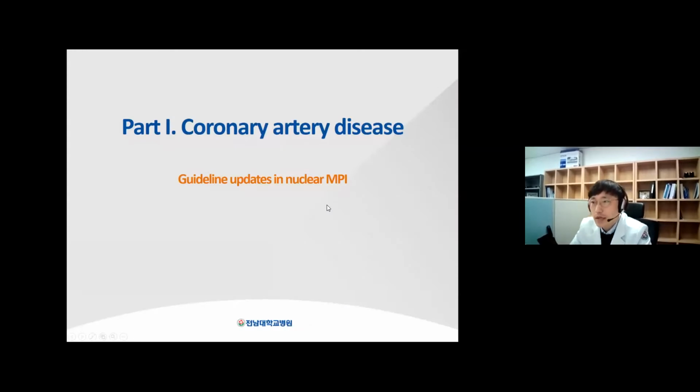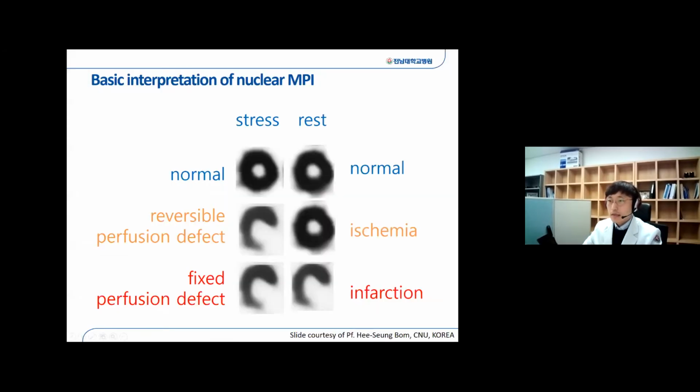Okay, the first part is about coronary artery disease, and part 1 is about the guideline updates in nuclear myocardial perfusion imaging, such as SPECT or PET. Here on this slide, I guess you are all probably very familiar with this setting, the basic interpretation of nuclear perfusion imaging. Here we have two stress and rest short axis images on the top. And if we see the complete donuts like this, we can call it a normal image.